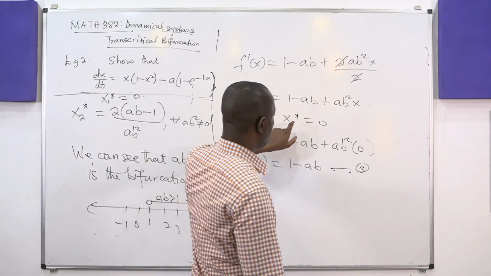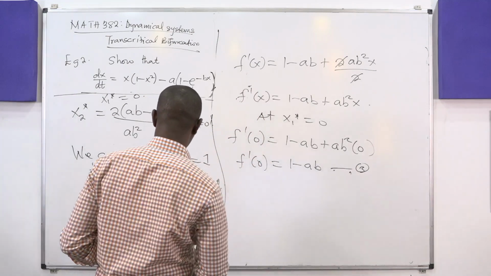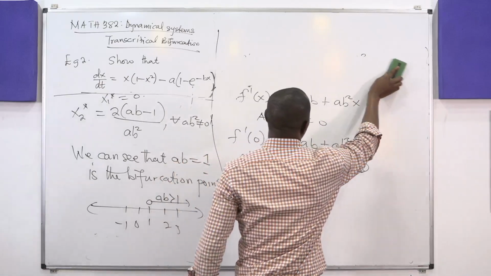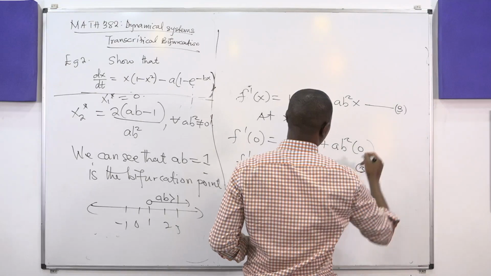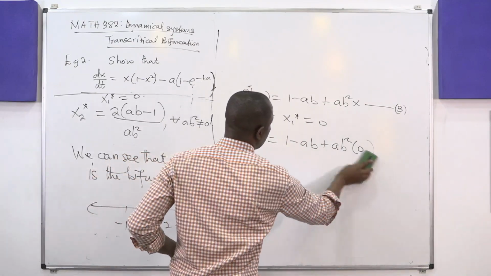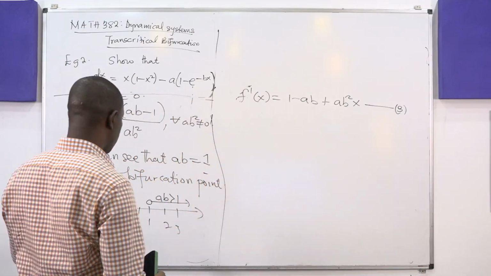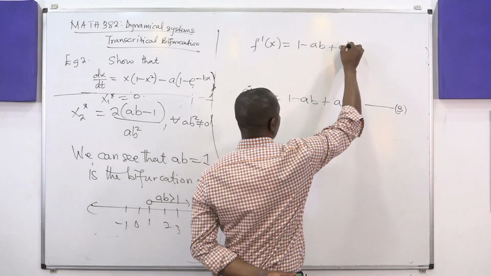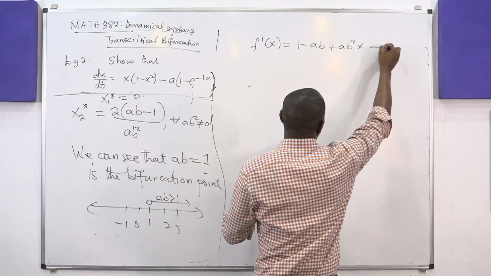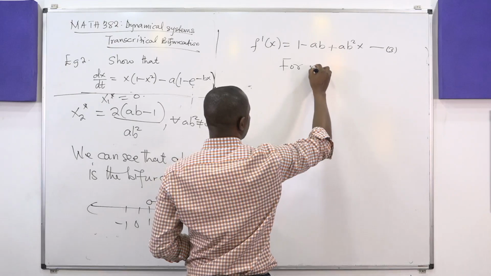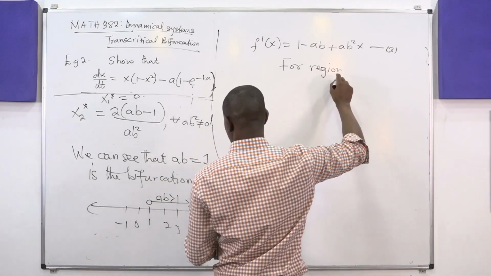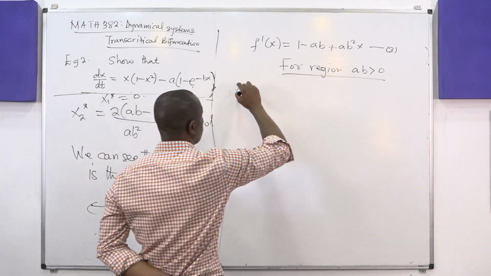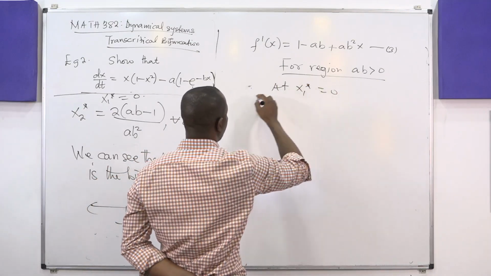I don't want to clean my function here, so let me call this one 3. It tells us that now we have to consider the regions. Let me write this one up here because I'll be using it. So for the region AB greater than 0, what do we get? At x1 star equal to 0, f prime at 0.